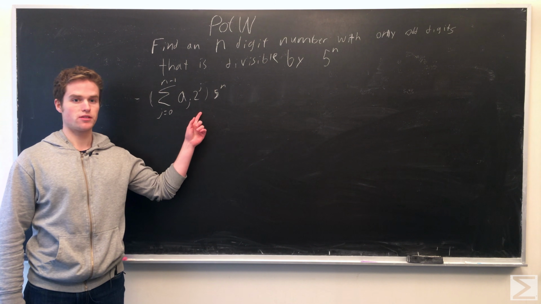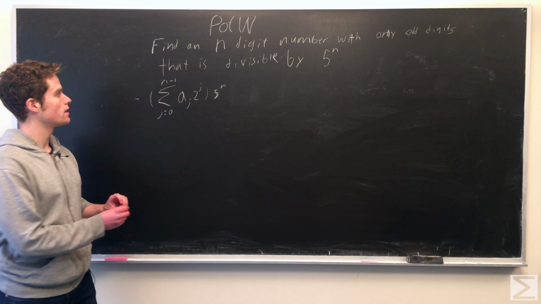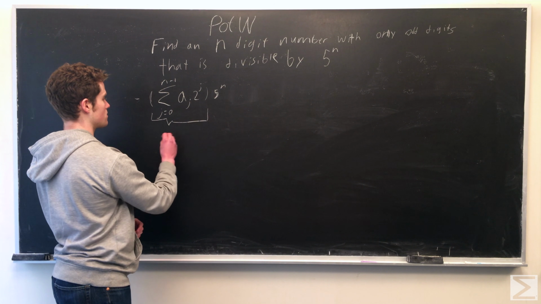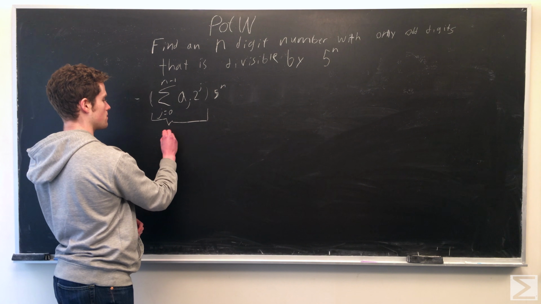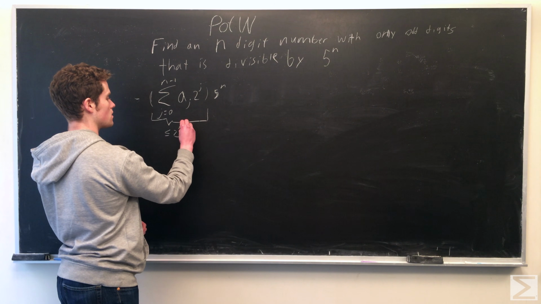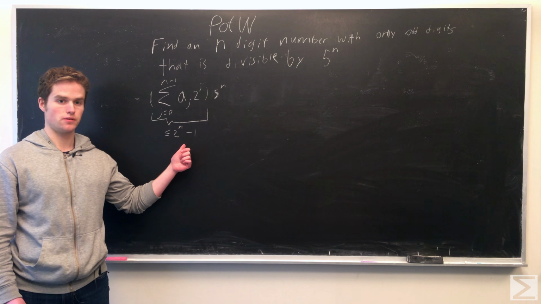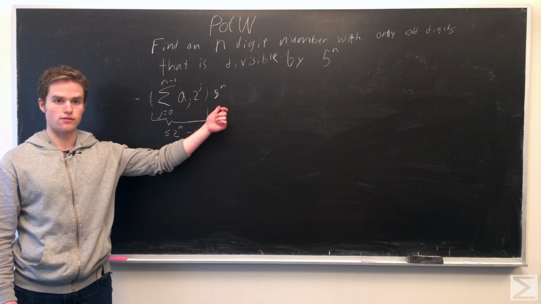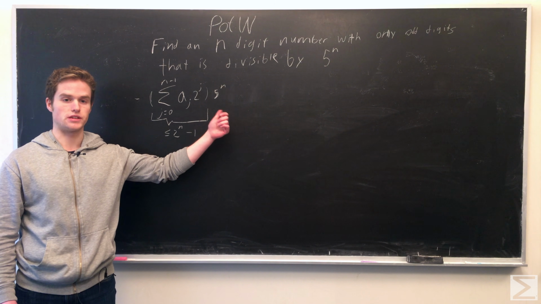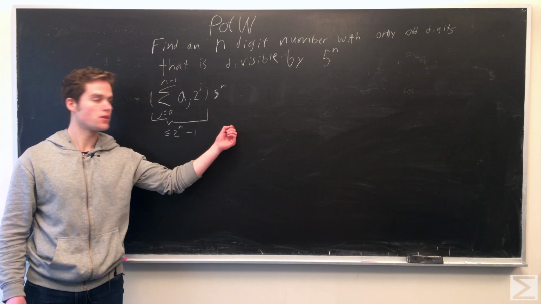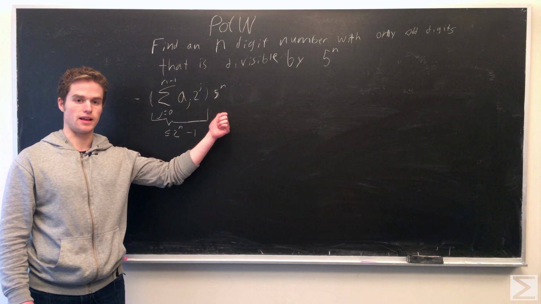One thing we should know about this sum is it's at most 2 to the n minus 1, and 2 to the n times 5 to the n gives us 10 to the n, which is an n plus 1 digit number, the smallest n plus 1 digit number we can have. So this thing has to be less than n digits.